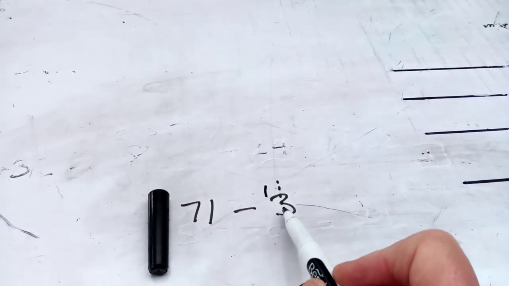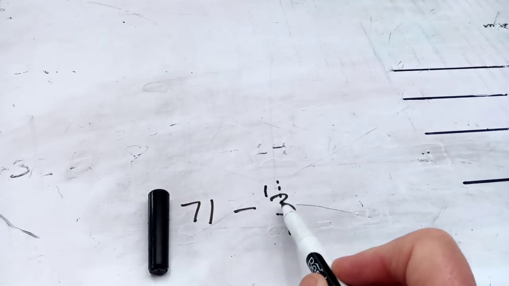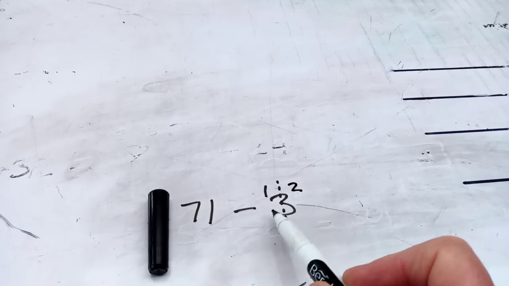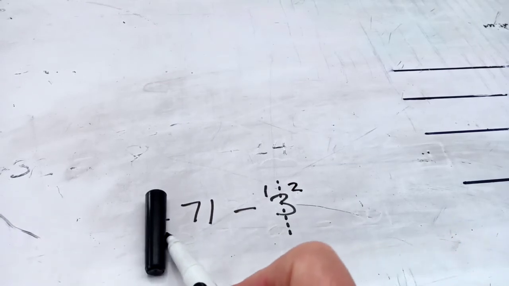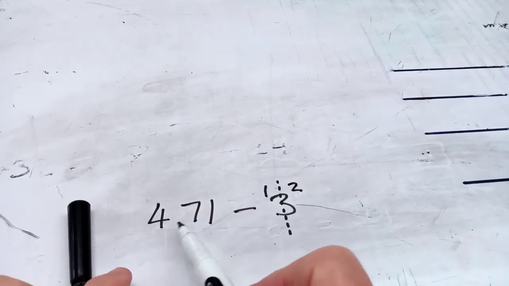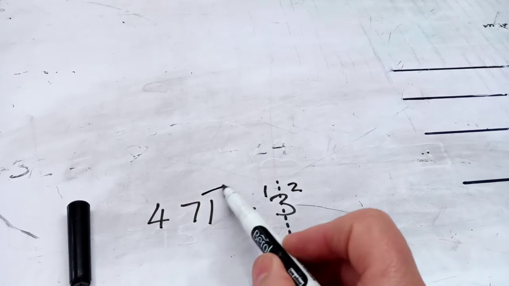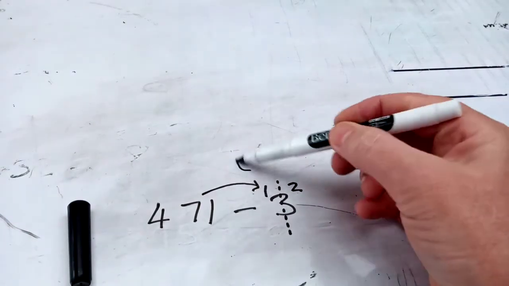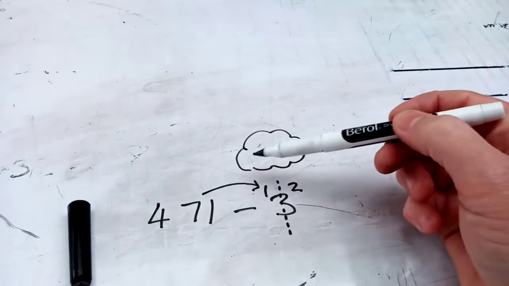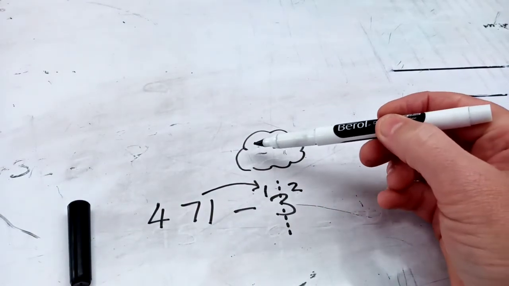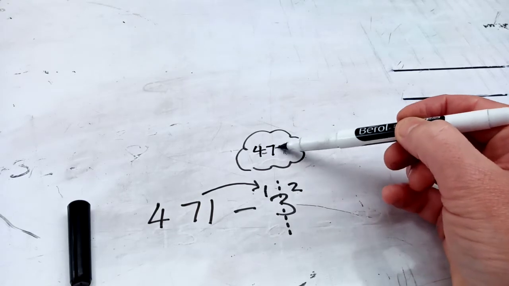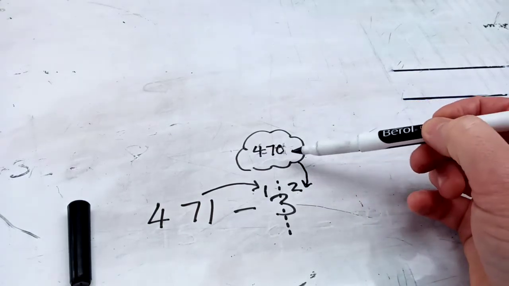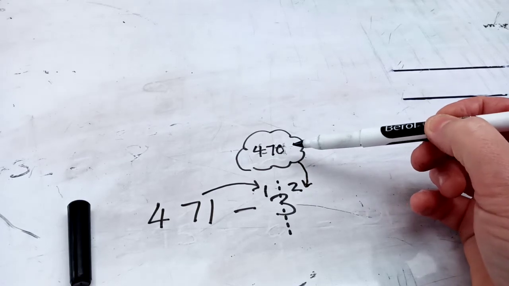But what goes with 1 to make 3? 1 and something make 3. 1 and 2 make 3. Well done. So here we go. I can get rid of that now. What's 471? Take away that 1. I hold that in my head. What's 471? Take away 1. 470. Awesome. But I've still got to take away that 2. What's 470? Take away 2.